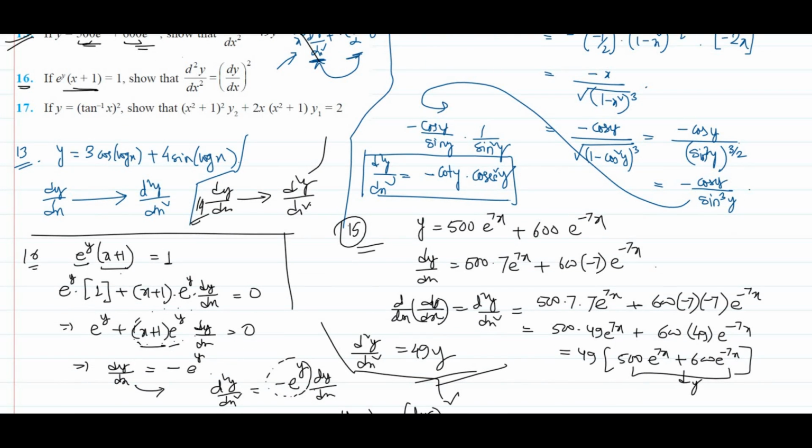And in the same way you can do question number 17. It's also an easy one, you just have to apply chain rule continually. You need to find the first order derivative, from there you need to find the second order derivative and just put this in the expression, and you will get the value as 2 by reducing the expression.